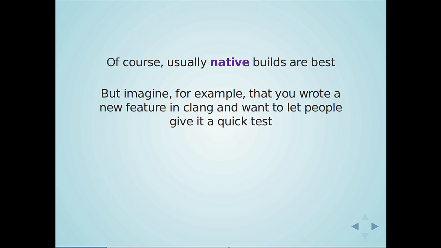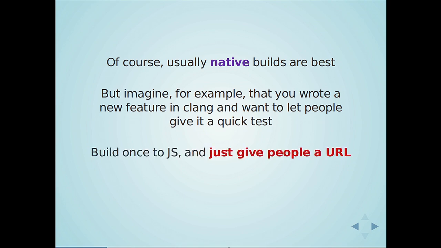So imagine, for example, that you wrote a new feature in Clang, and you just want to let people give it a quick test. You want to get feedback. So of course, you can send them a patch, and they could build on their own machine, and that could be fine if they happen to have the setup. Or you could build for various platforms and send them the binaries. Or you could build once to JavaScript and just give people a URL. And that's just the easiest way to get them directly to run the code in their browser. They'll see it. They'll give you feedback. And for use cases like this, I think it really makes a lot of sense.